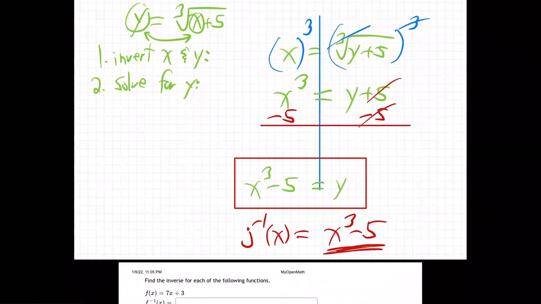So how do we find an inverse function? We invert X and Y, and then we solve for Y. Do whatever it takes to get Y alone. And once you've done that, you've found the inverse function because you inverted X and Y and then solved. So you found the inverse function. And so there we go.